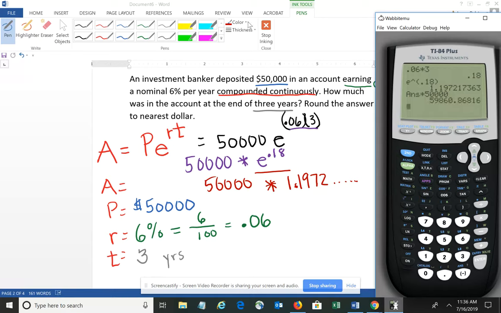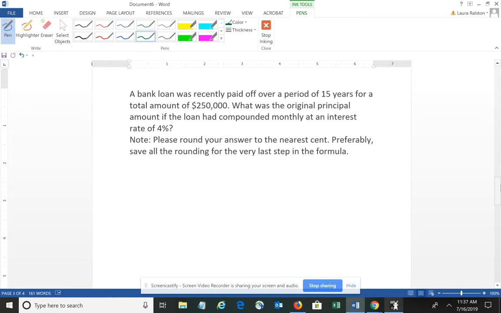Okay, then the next question, the third one says, a bank loan was recently paid off over a period of 15 years for a total amount of $250,000. What was the original principal amount if the loan was compounded monthly at an interest rate of 4%? It says round to the nearest cent, and ideally you want to wait and do any kind of rounding till you get to the very last step or to your final answer.